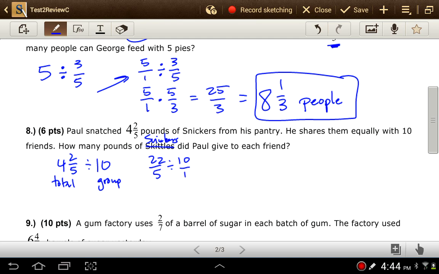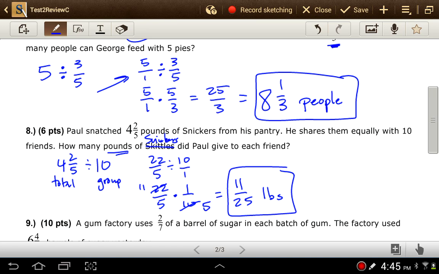A whole number is always over 1. Multiply by the reciprocal: 22 over 5 times 1 over 10. I can cross cancel. 2 goes into 22 and 10. So divide that by 2, cut it in half, you get 5. Cut that in half, you get 11. So this is going to give me a final answer of 11/25. My unit is pounds. How many pounds? So 11/25 pounds is what each person will get.